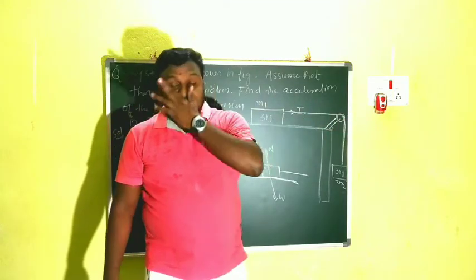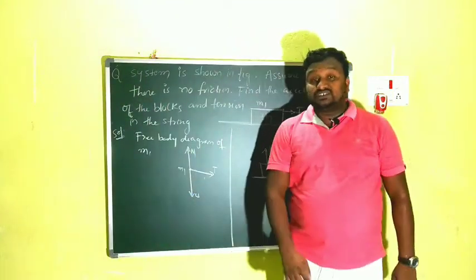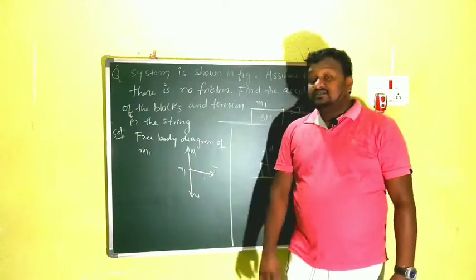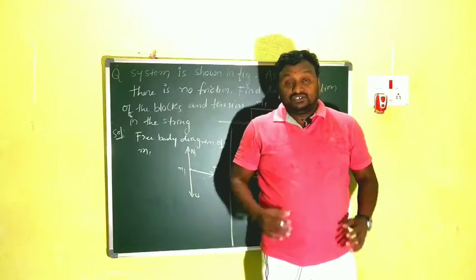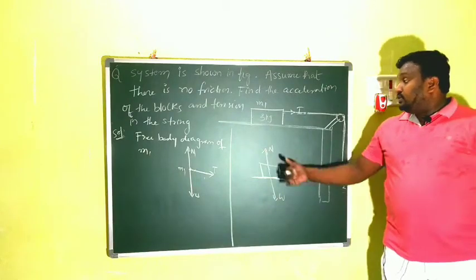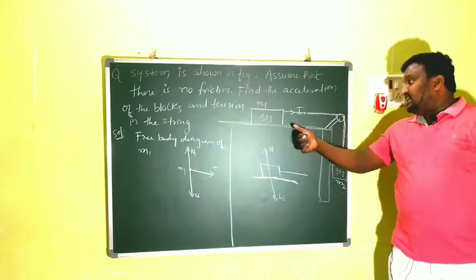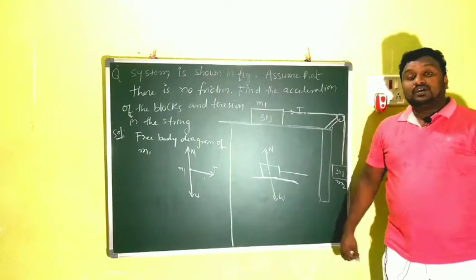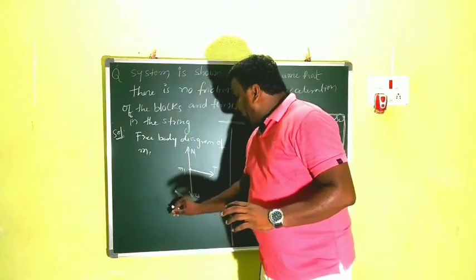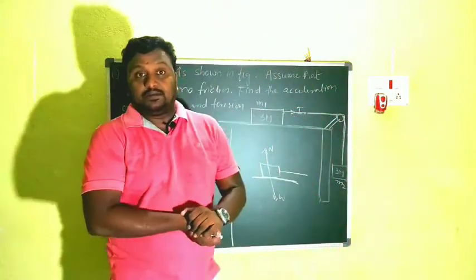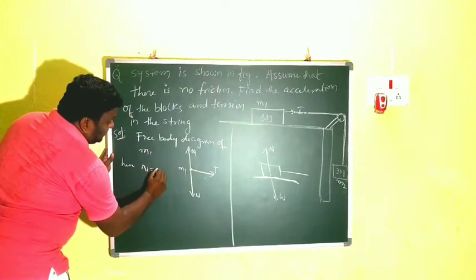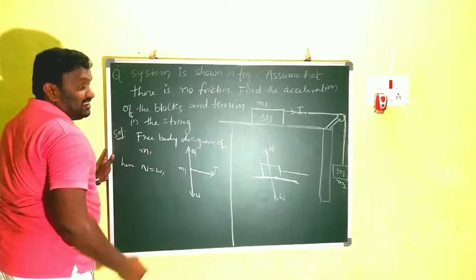Clear, children? In this case, on the first body, how many forces are there? Normal force is upward, weight is downward, and tension is in the horizontal direction. So when this body slides down, this one must move or slide in this direction. That means the net force is in the horizontal direction only. That means in the vertical direction these two are cancelled. Clear? In this case N is equal to W. That means these two cancel each other.